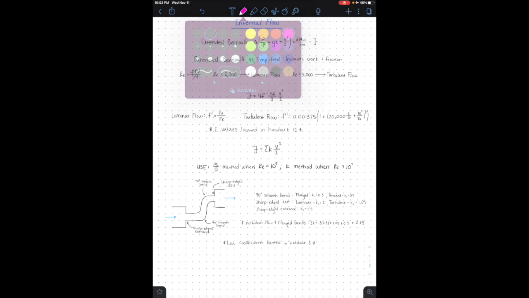So the first thing I want to note when discussing internal flow is the extended Bernoulli equation, which is the same as the simplified Bernoulli equation, except instead of setting the change in energy equal to 0, it is instead set equal to the work minus the friction. So the extended Bernoulli includes work and friction terms, whereas simplified does not.